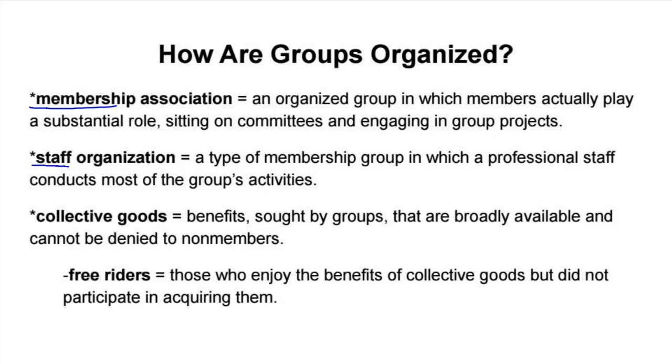Then you have the concept of collective goods. This is something that is sought by groups that is widely available to anybody, including non-members. So the AARP, for example, promotes increased spending on Social Security, Medicare, other things that benefit their retired people membership, and anybody can benefit from that. That's called a free rider. If you enjoy the benefit despite not being a member of AARP, then you're a free rider.